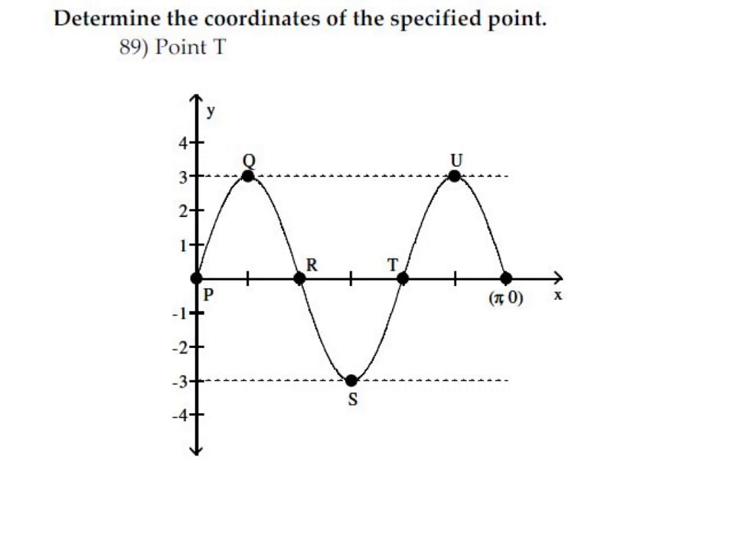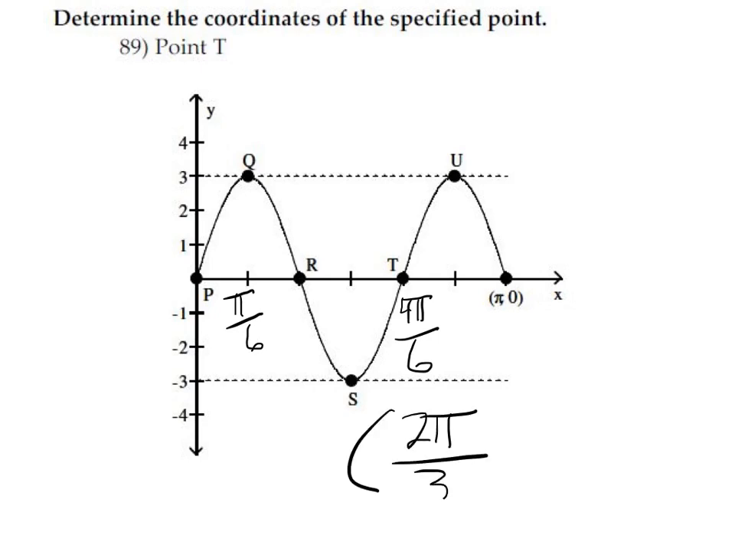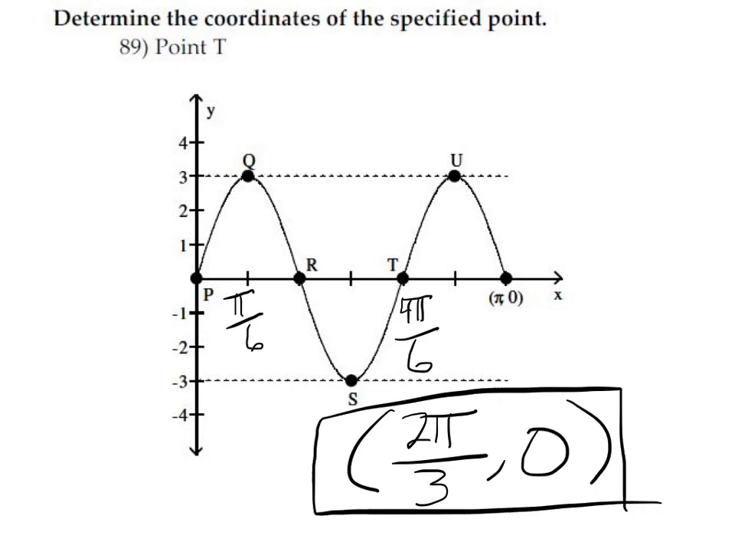Determine the coordinates of the specified point T. So first off, here is T. The coordinates of a point are given by x, comma y. Now the x value, I'm not sure about. Let's take a look. This is pi here, and we've divided it into 1, 2, 3, 4, 5, 6 parts. Again, 1, 2, 3, 4, 5, 6 parts. So that means that each one of these is a pi sixth. So that is pi sixth, 2 pi sixths, 3 pi sixths, that is 4 pi sixths, which reduces to 2 pi thirds. That's our x value. The y value, it's on the x-axis, so y equals 0.